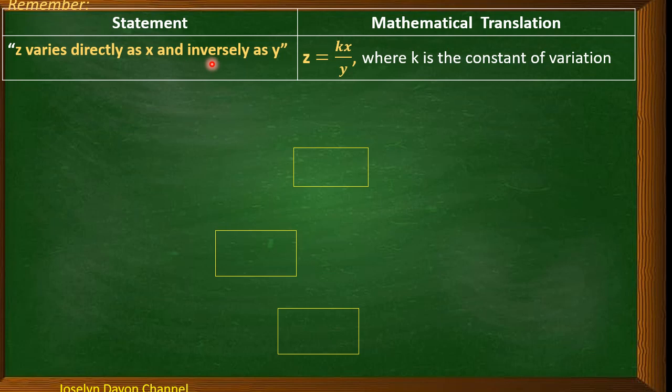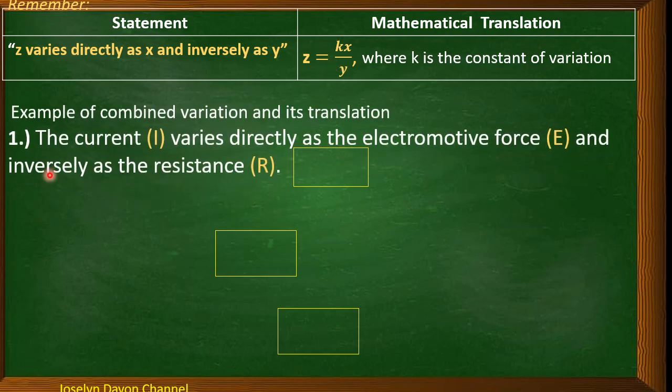So here, inversely as y, so y is in the denominator. Varies directly as x is in the numerator. Okay, so this is the translation. Okay, now let's have the first example.